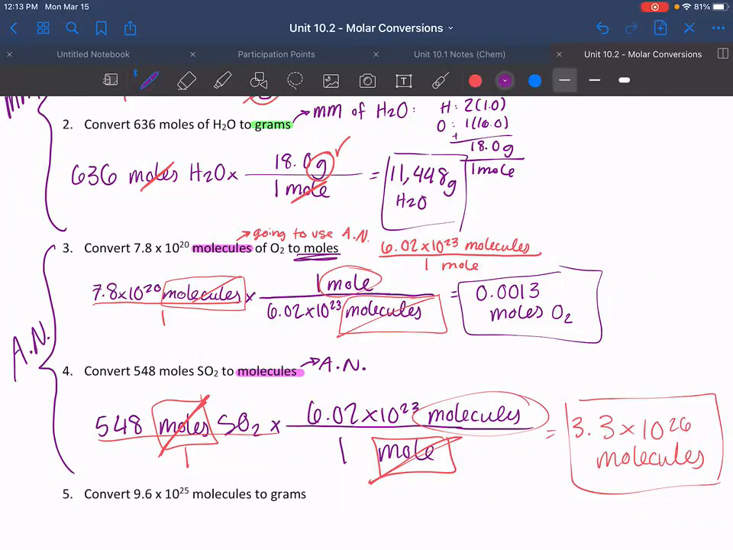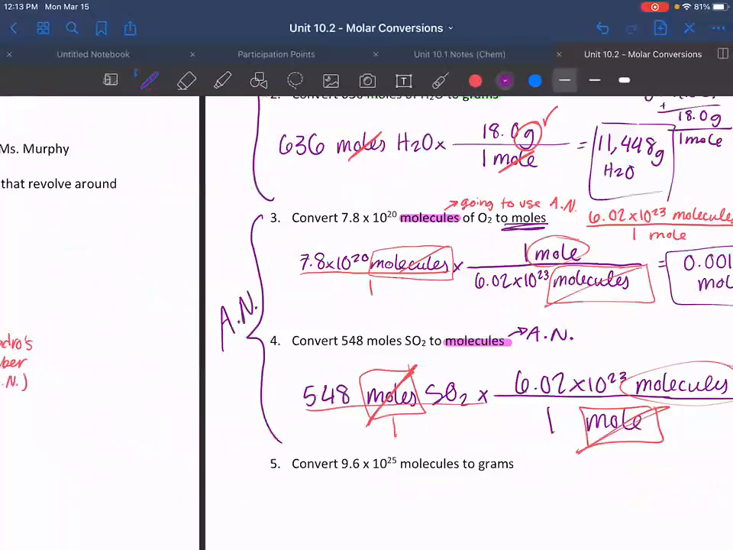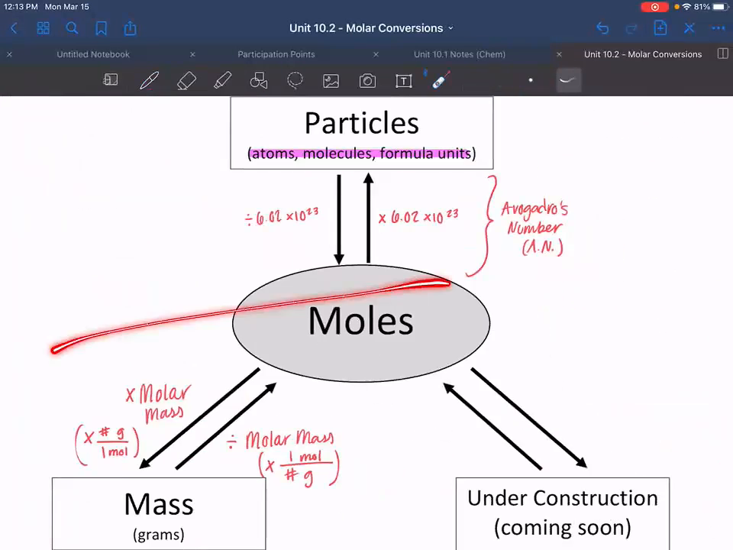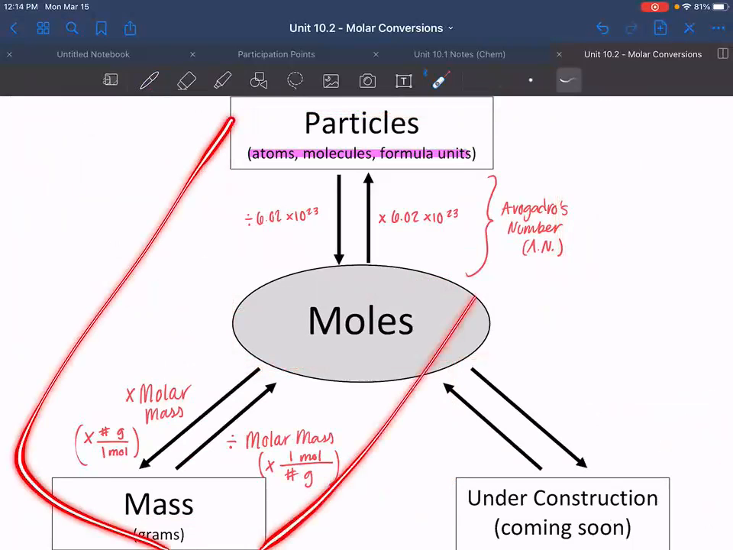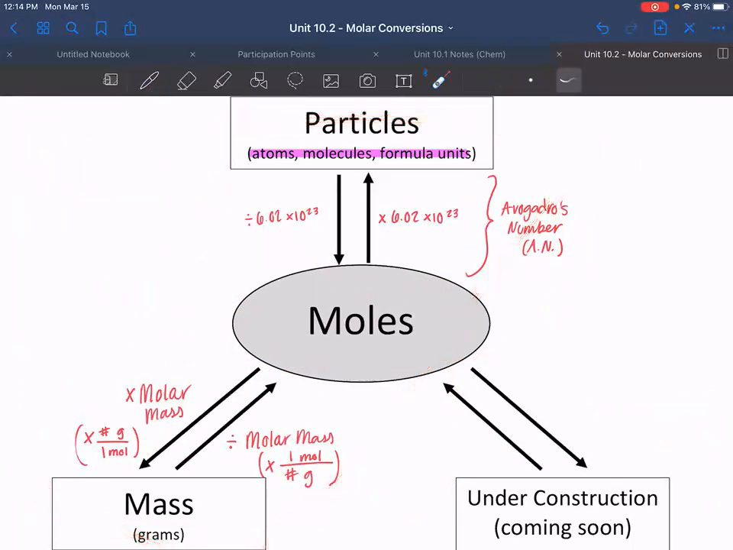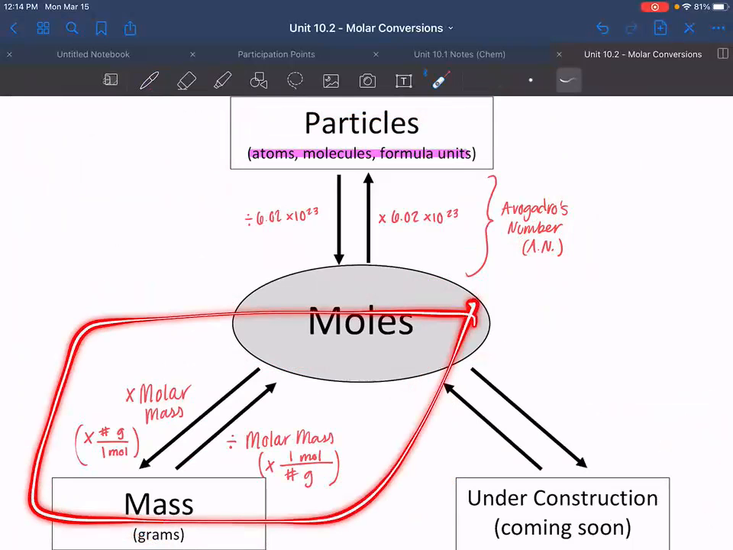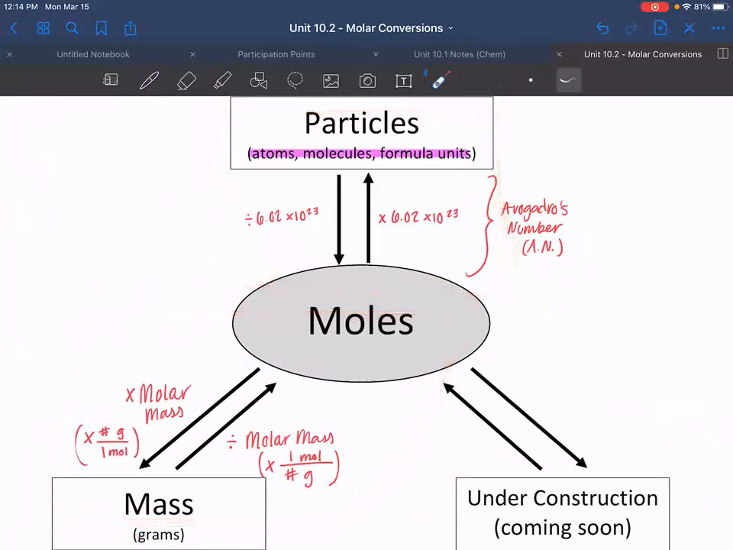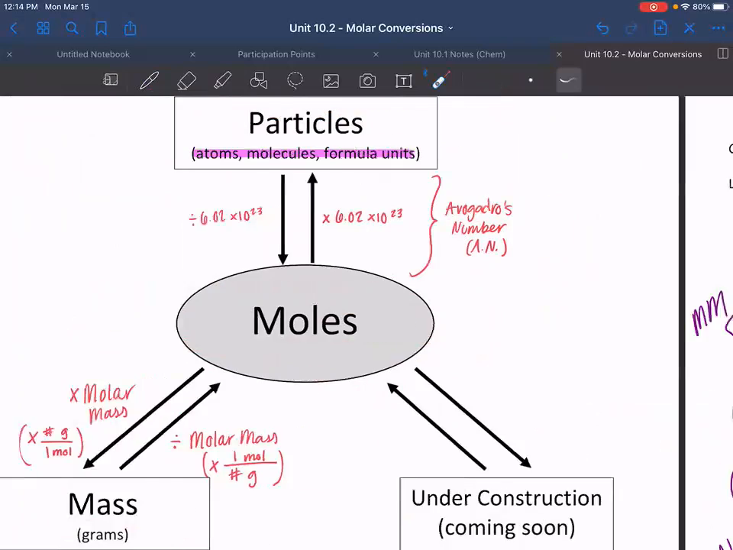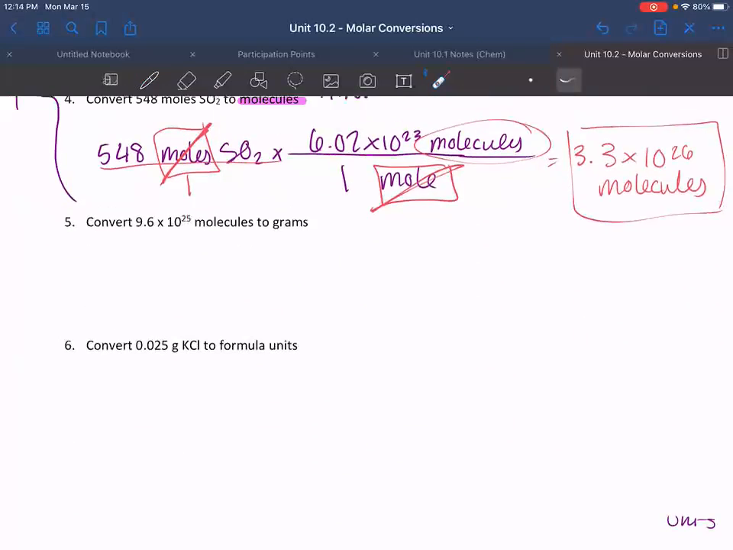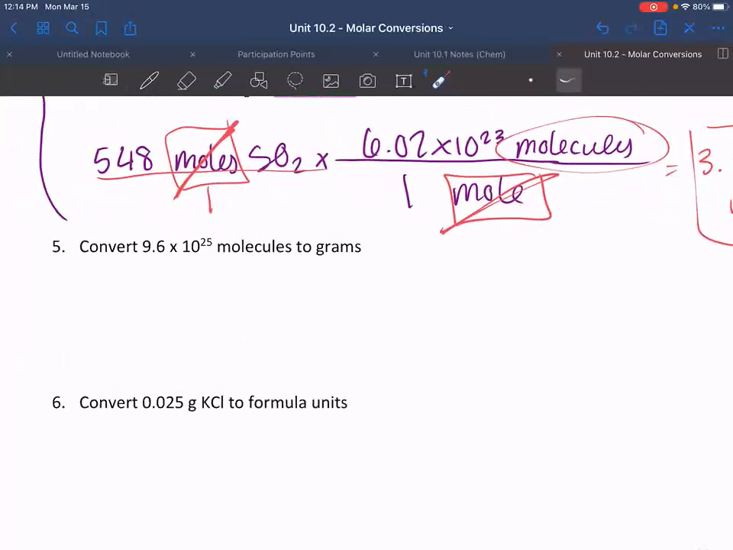Okay, so what we've just done, 1 and 2 focused on this part of the map. 3 and 4 focused on this part. 5 and 6 are going to involve this whole entire thing now. So really what we're going to do is 1 step here and a 2nd step here. We are going to start doing some 2-step problems. If you notice for number 5, the units don't mention moles, so that means we have to go through moles in between.